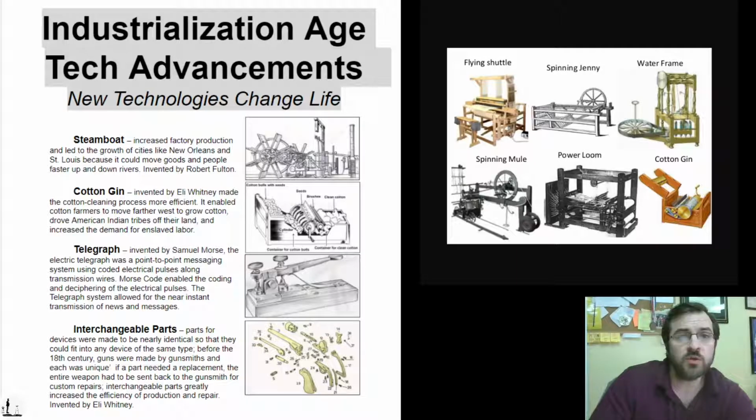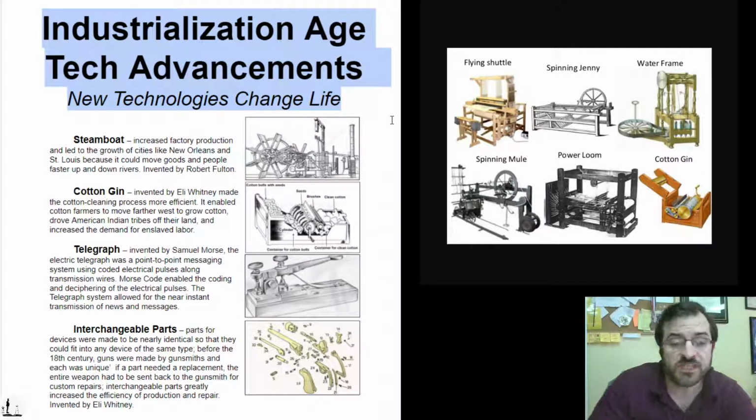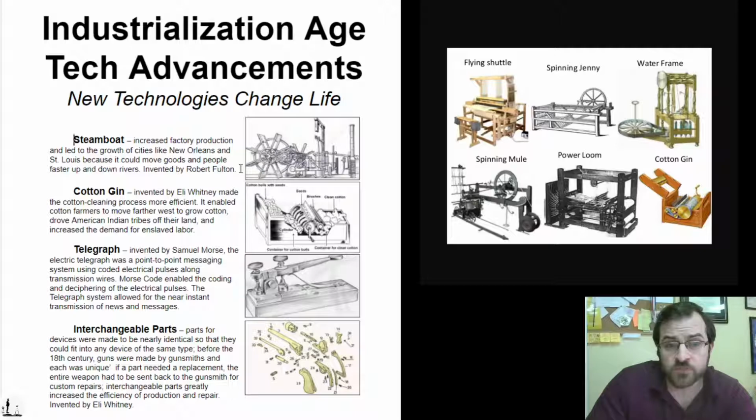Okay, and welcome. We're now going to read about industrial age tech advancements. These were new technologies that changed life at the time. So, first off, we have the steamboat.